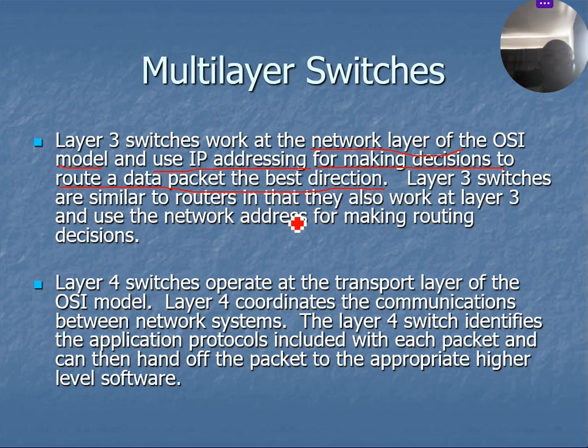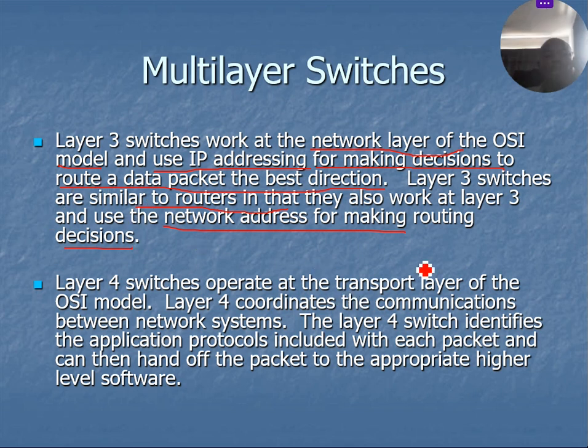So layer 3 switches are similar to routers, because remember what a router does. A router is the one that uses the IP address, right? So they are similar to routers. They also work at layer 3 and use the network address for making routing decisions. So layer 3 switches are working as a router.